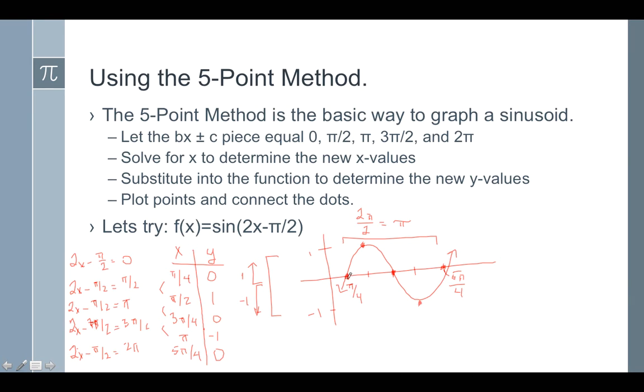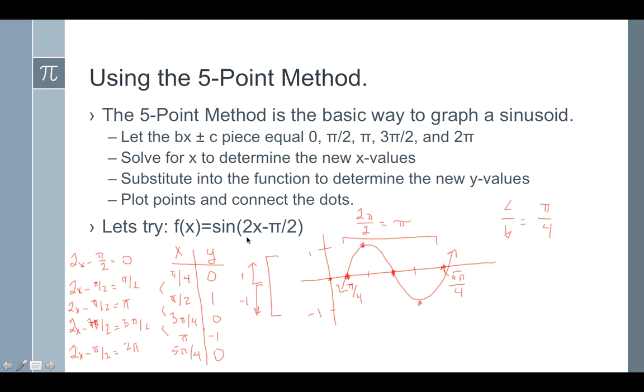And notice here that it phase shifts. Normally starting at 0, 0, it phase shifts pi fourths to the right, and guess what? C divided by B is pi halves divided by 2, which is pi fourths. So notice it phase shifts pi fourths to the right because of the minus sign. All right, so this is the 5-point method. It's the only one I'm going to show using this particular method.